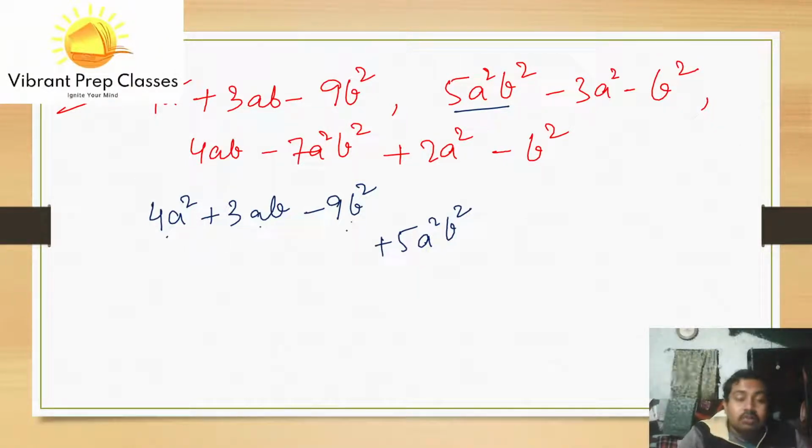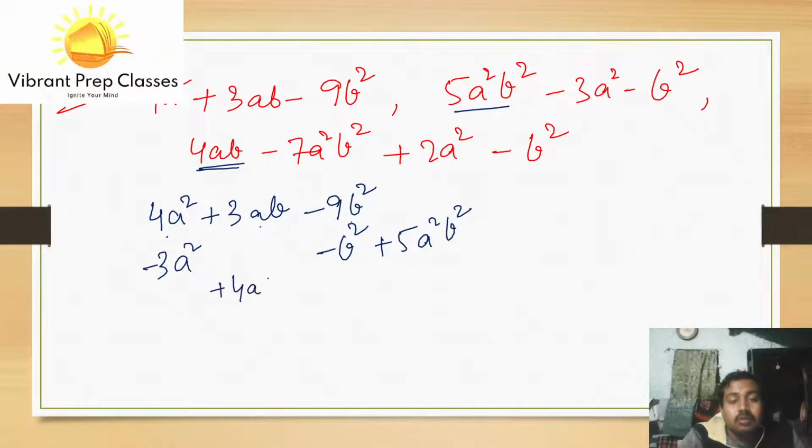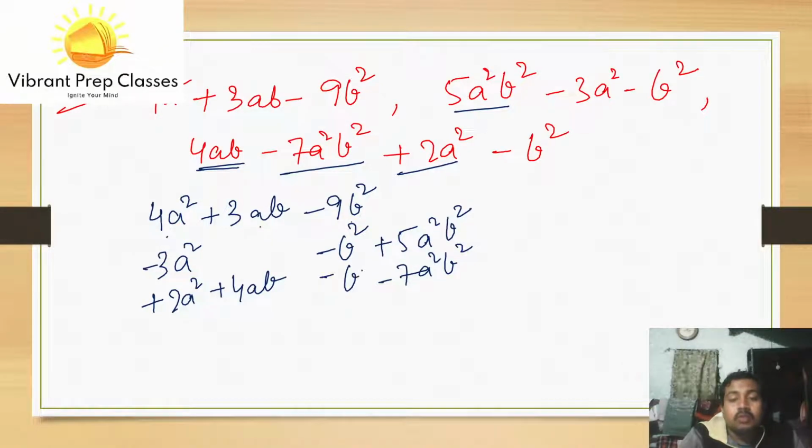or in the front also. You can add minus 3a square, so we'll put under here. Minus b square we'll put under here. Now we see 4ab, the third one 4ab, so we can put under here, under ab. Minus 7a square b square we can put over here, and there is plus 2a square, so we can put over here, and minus b square again we can put over here.